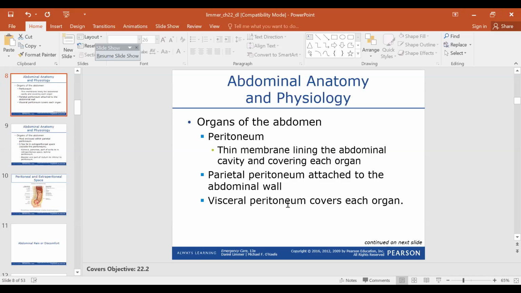But the thing is that there really aren't two membranes. It's just one continuous membrane, but because it overlaps on itself and it folds and goes back around, that's why we categorize it into two different categories, parietal and visceral.